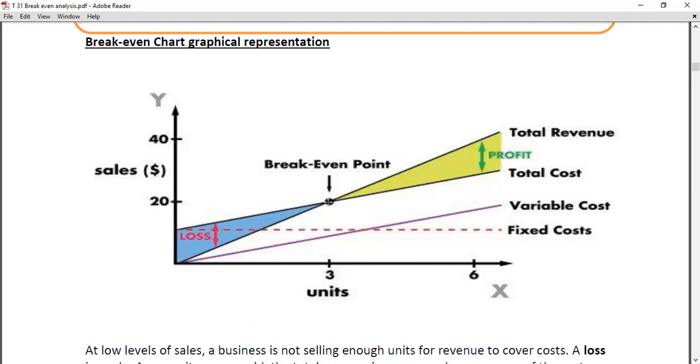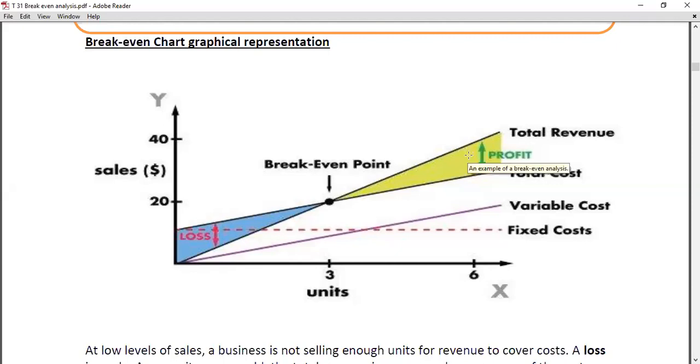Above the break-even point, the yellow region we call the profit region, and below the break-even point, the blue region is the loss region. Which means if someone in a business organization produces or sells more than 3 items, you can earn profit.